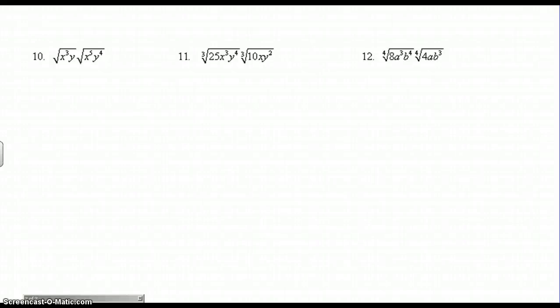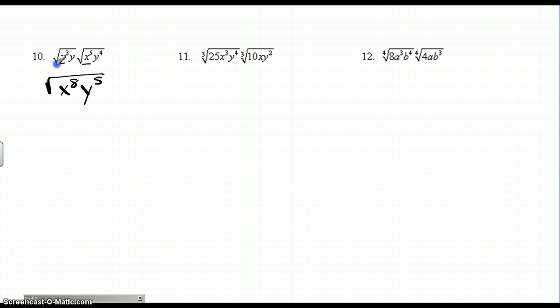Okay, Algebra 2C, now we're working on the second section, which is problems 10 through 15 on the review. So now we have the square root of x cubed y times the square root of x to the fifth y to the fourth. And what we need to do is multiply two terms together. So I'm going to multiply the x's together, and I'm going to multiply the y's together. And that's going to give me x to the eighth times y to the fifth.